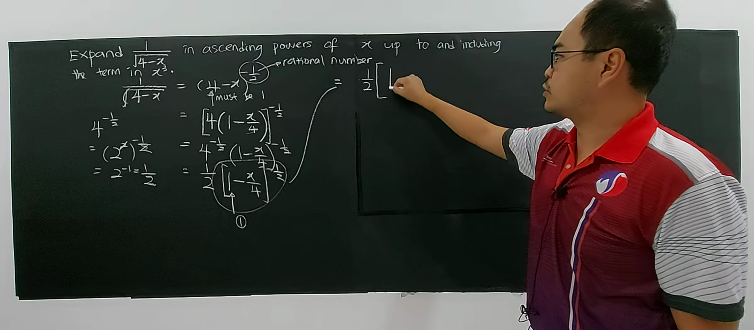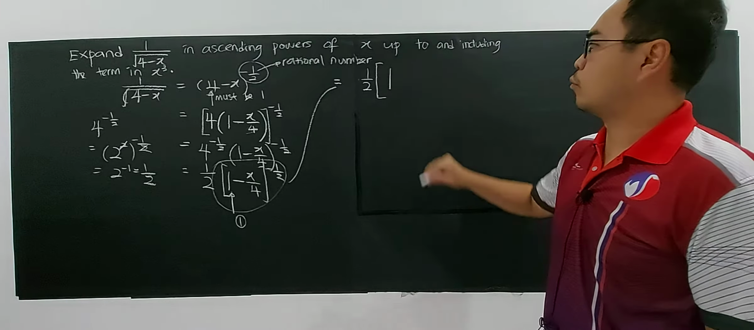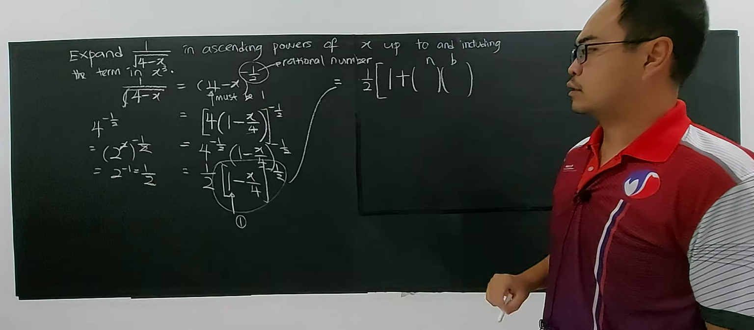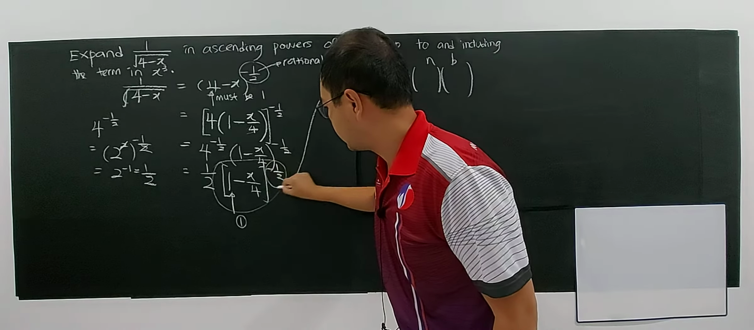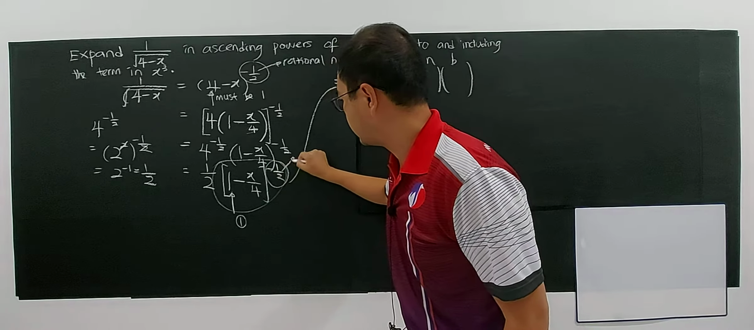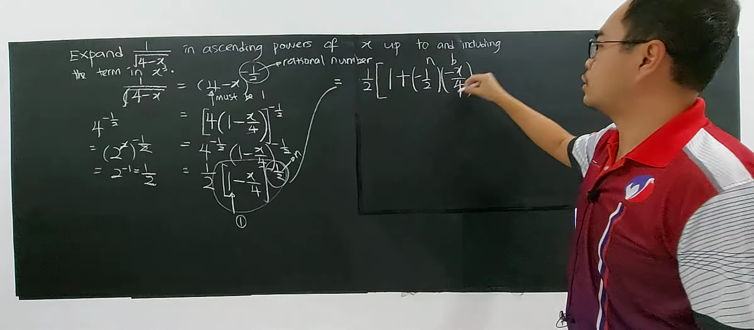So always the first one must be 1. 1 plus, with 1 plus. So this is your n, this is your b. This is your n, negative 1 over 2. Your b is the term after 1. So your a is 1, your b is negative x over 4. The formula is always 1 plus nb for the second term.